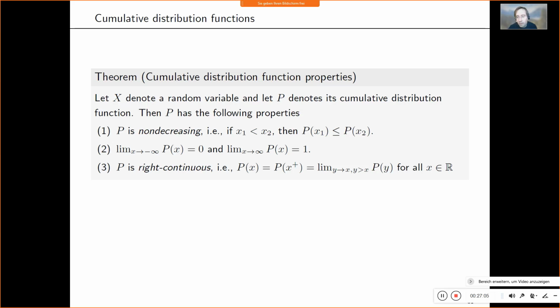So these are some properties of cumulative distribution functions, which could, the other way around, also be used to define the notion of a CDF and then follow from its PDF and PMF properties, but again we do it the other way around. If we have a random variable and we let p denote its cumulative distribution function, then p has the following properties.